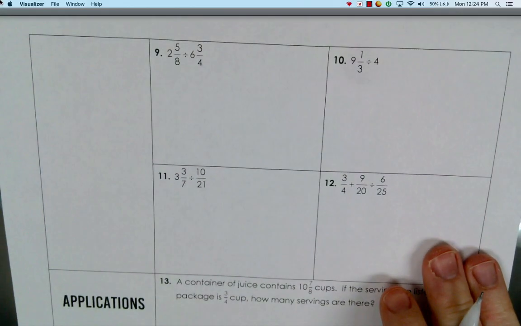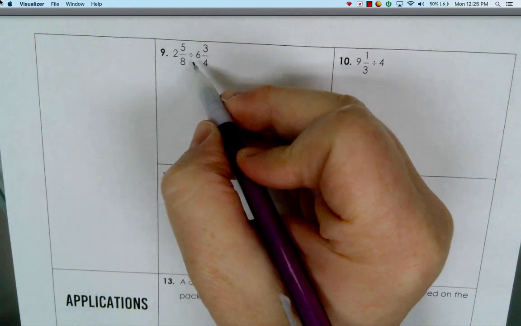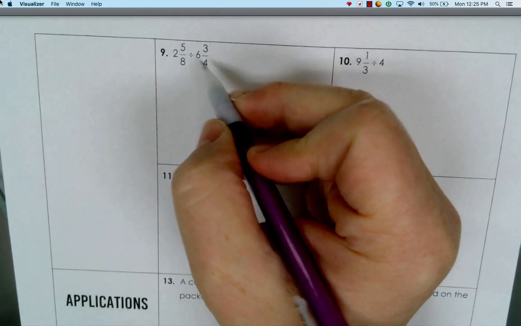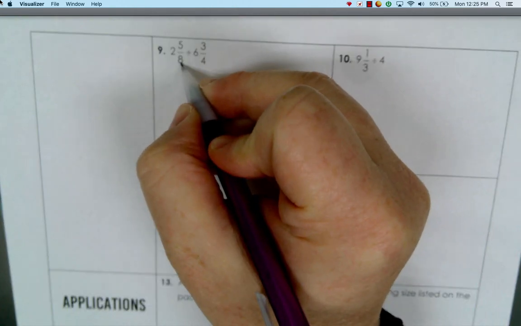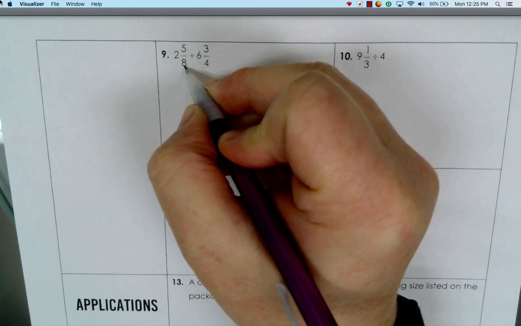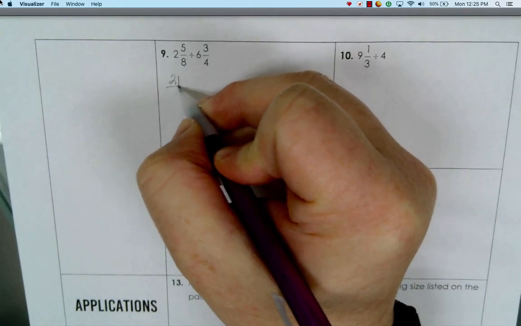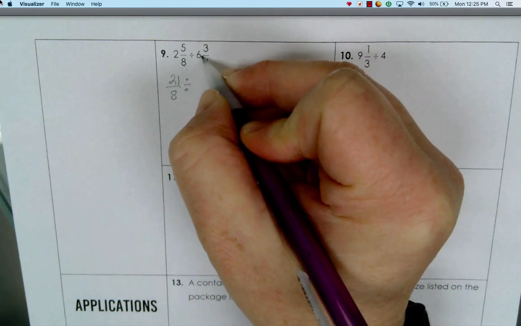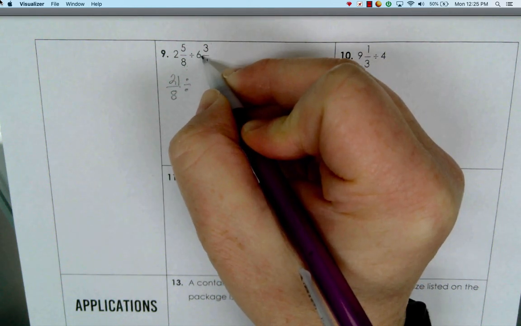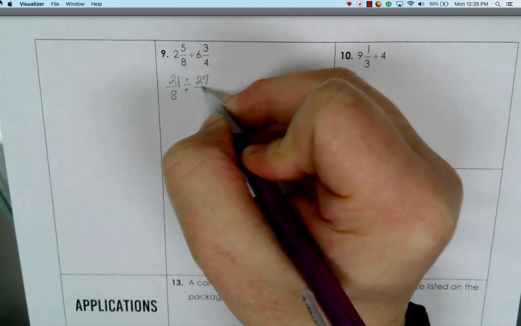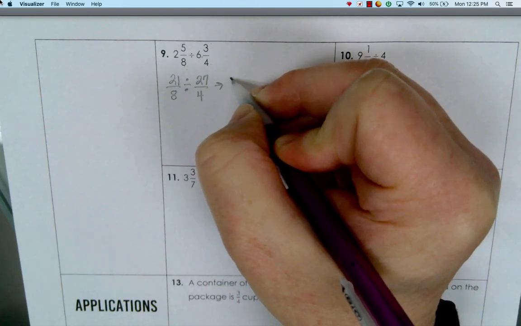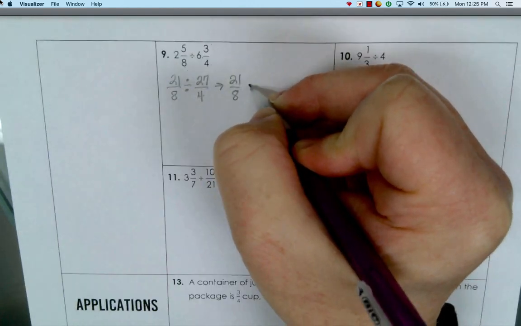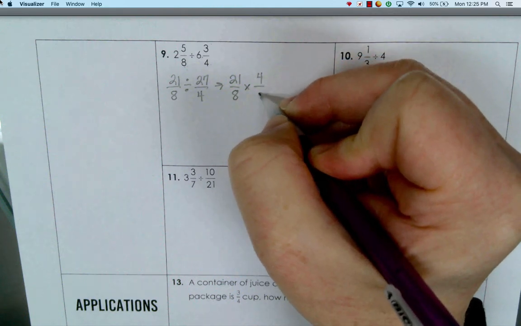Okay, number 9. I have 2 and 5/8 divided by 6 and 3/4. So again, 8 times 2 is 16 plus 5 is 21 over 8 divided by 4 times 6 is 24 plus 3 is 27 over 4. Keep, change, flip.